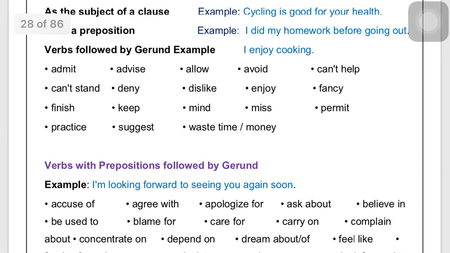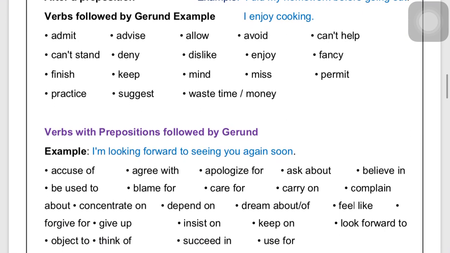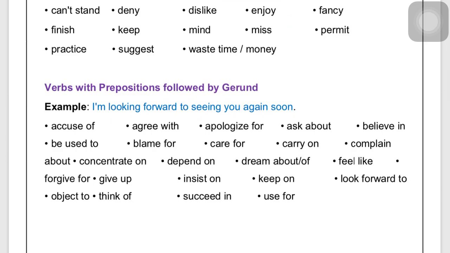We also can use the gerunds after the verbs which are followed by prepositions. For example, I'm looking forward to seeing you again soon. Looking forward to seeing. Here we have looking forward to. To is a preposition and we use gerund after it. Let's see the other verbs.